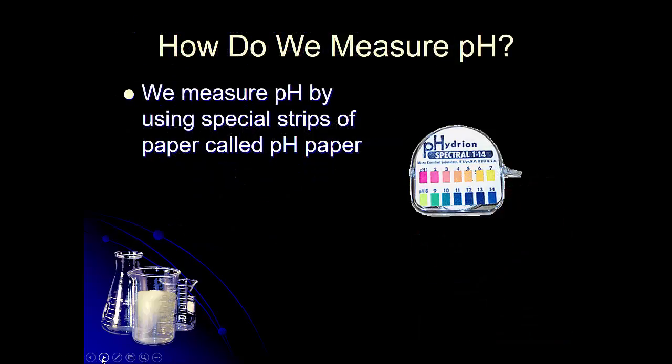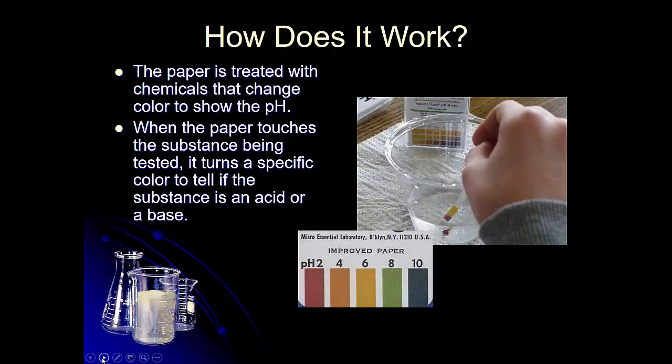So how do we measure pH? We measure pH by using special strips of paper called pH paper. You should have picked some up for the lab that you're going to do after this. The container may not look exactly like the one on this page, but it's very similar. They all do the same thing. The paper is treated with a chemical that changes color to show the pH. When the paper touches a substance being tested, it turns a specific color to tell whether the substance is an acid or a base.